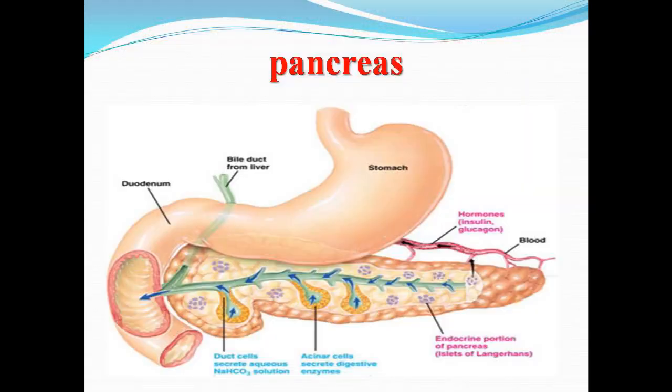Here is the pancreas. Pancreas is a mixed type of gland because pancreas contains both endocrine portion and exocrine portion. The secretion of endocrine portion, which is hormone, and the secretion of exocrine portion, that is pancreatic juice. Exocrine portion contains two types of cells. One is acinar cell, which secretes enzyme-rich pancreatic secretion, and another one is ductal cell, which secretes bicarbonate-rich pancreatic secretion.